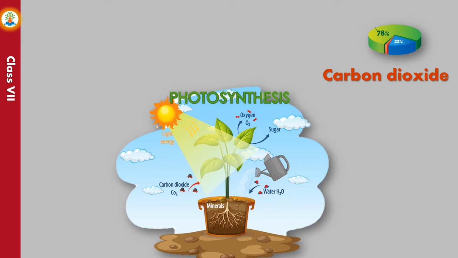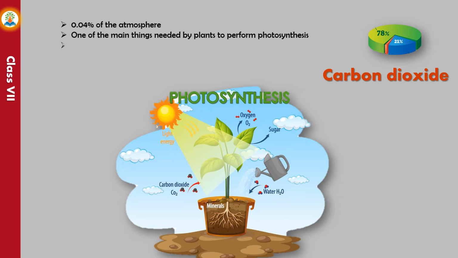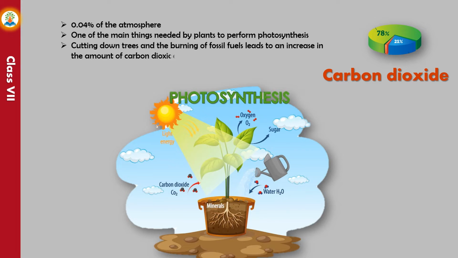Though it makes up just about 0.04% of the atmosphere, carbon dioxide is one of the most important of the gases. It is one of the main things needed by plants to perform photosynthesis. Cutting down trees and the burning of fossil fuels lead to an increase in the amount of carbon dioxide in the air. The rise of carbon dioxide has, in turn, led to the greenhouse effect and global warming.